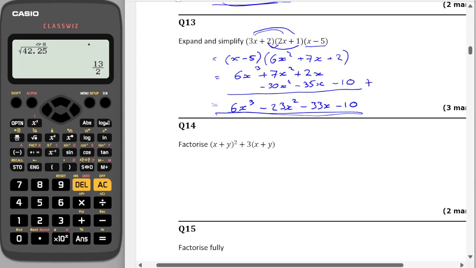Okay, question 14, factorize. So we've got x plus y squared plus 3 lots of x plus y. They've both got an x plus y in common, so I can take out an x plus y as a common factor. Then that leaves me with x plus y plus 3. And I think that's as simple as I can go.